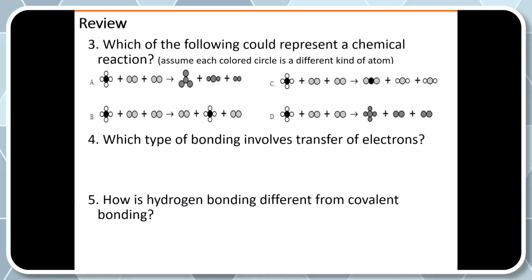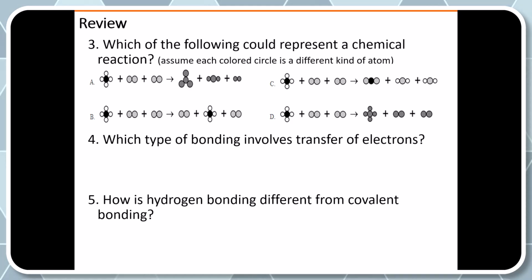So let's review here. Which of the following could represent a chemical reaction? You might want to pause this and look at this to figure this out, but in the picture, each of the different colors are supposed to represent a different kind of atom. So again, pause it if you want some time to think this through. Let's go through each of these and see if they could be a chemical reaction or not.